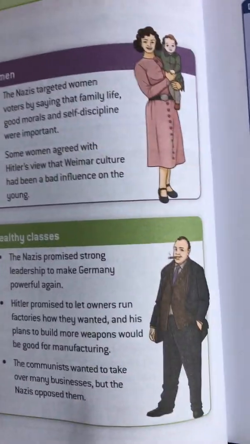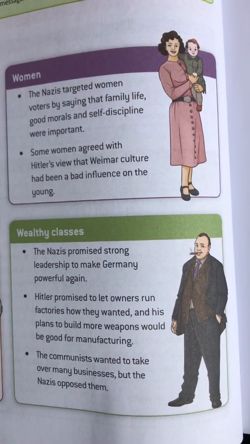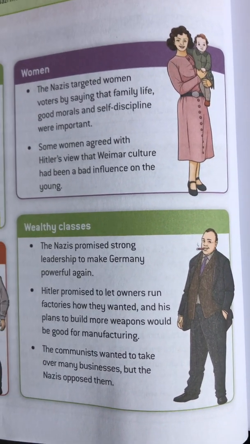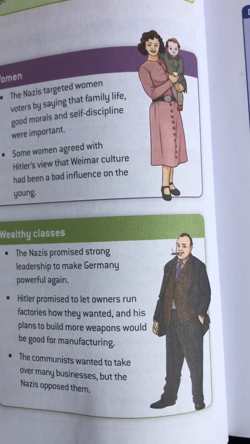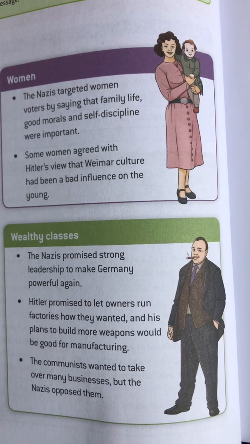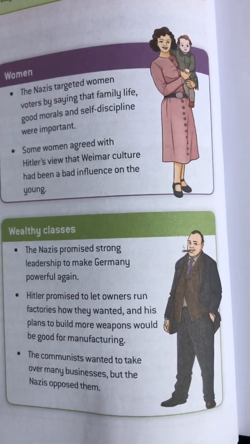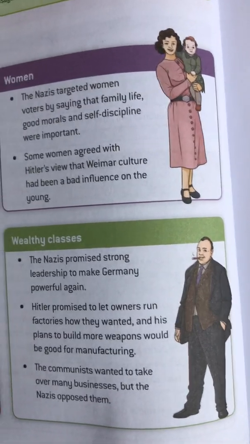And to the very wealthy, the Nazis promised strong leadership, which would make Germany powerful again, giving them more business opportunities. He promised to let owners run factories how they wanted, and he was planning on building more weapons, which would have been good for factory owners. If he needs lots of guns, tanks, planes, uniforms, bullets, bombs, factory owners could make a lot of money making those.